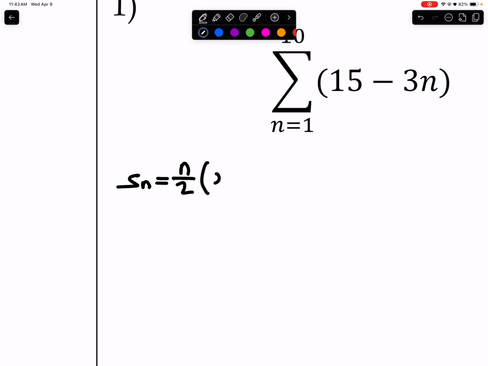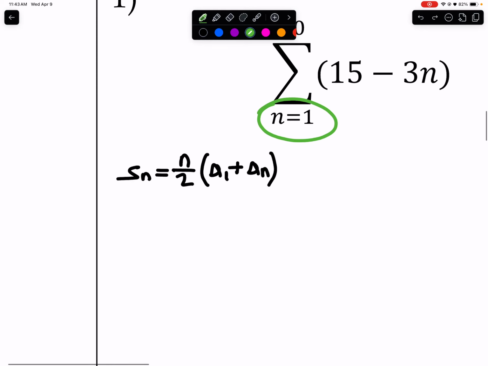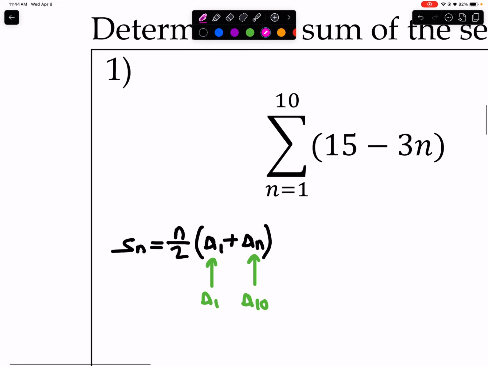Starting off, we're going to find the partial sum, and it's going to be the number of terms divided by 2, times the value of the first term plus the value of the last term. Because we're starting at the first term and going to the 10th term, a sub 1 is going to be the first term of the sequence, and a sub n is going to be the 10th term of the sequence. Your n value is going to be the number of terms. For the number of terms, I like to do the top number minus the bottom number plus 1, which in this case is just going to give you 10.